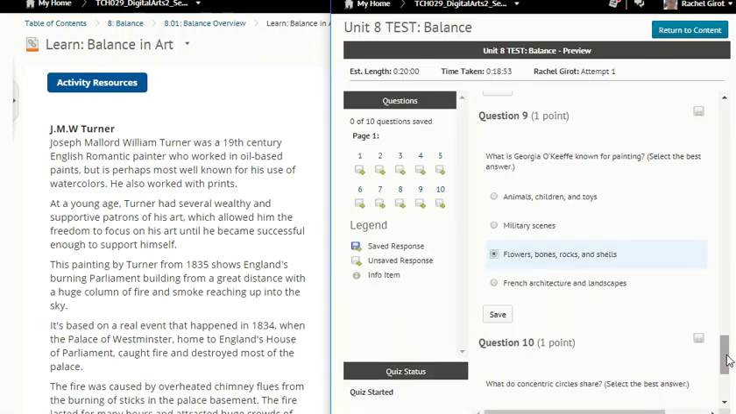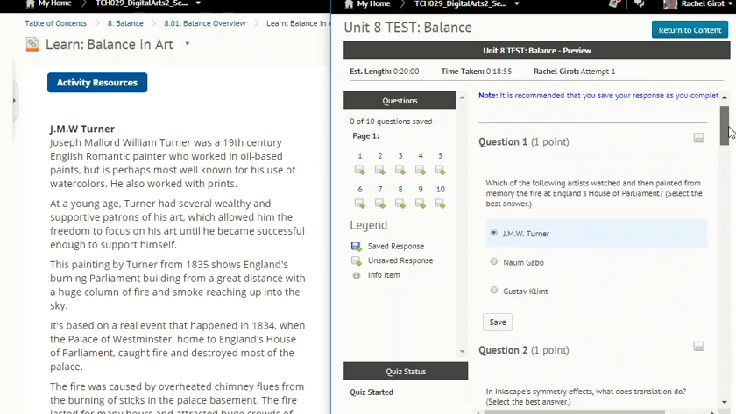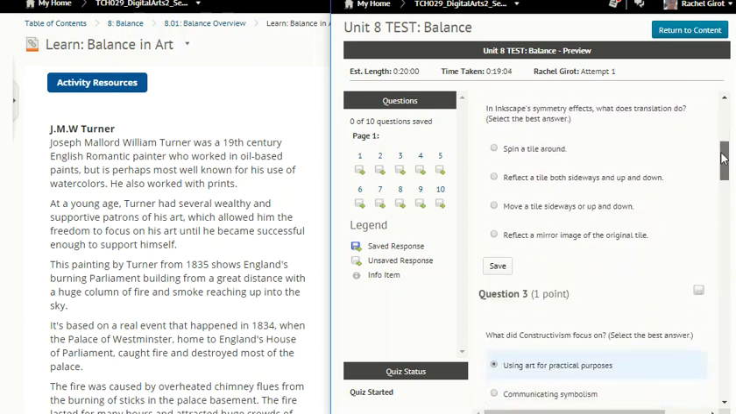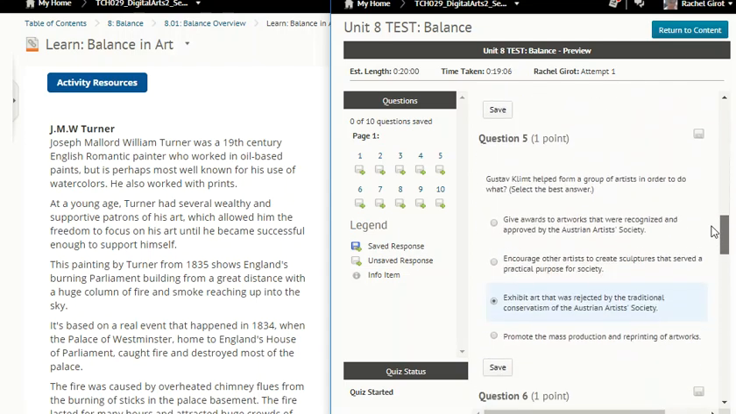Okay, let's see. I think we have some questions we need to answer. Which of the following artists watched and then painted from memory the fire of England's House of Parliament? Yes, Turner. Very good. All right, I think that's about where we're at right now.